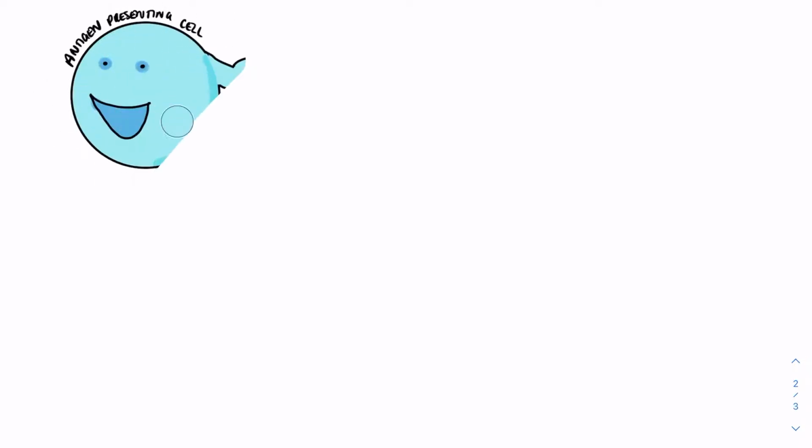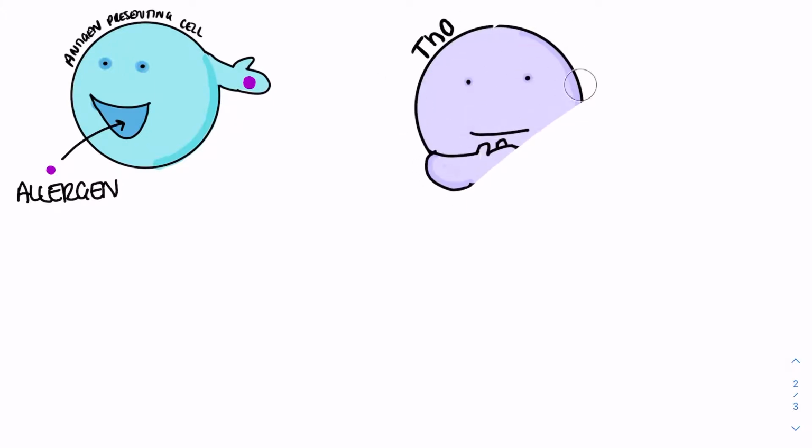So let's have a look at the process of sensitization in a little bit more detail. Here we have an antigen-presenting cell. Antigen-presenting cells, or APCs, take in allergens or foreign substances and subsequently present them on their cell membrane. These antigen-presenting cells then migrate via the lymphatic system to the lymph nodes. It is here where they come across the naive T helper cells.